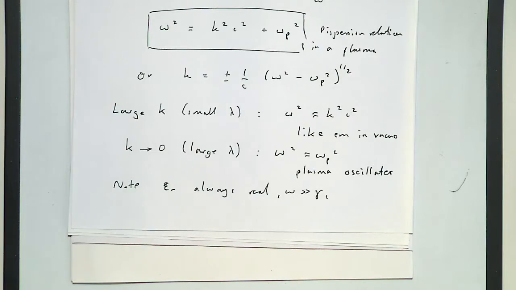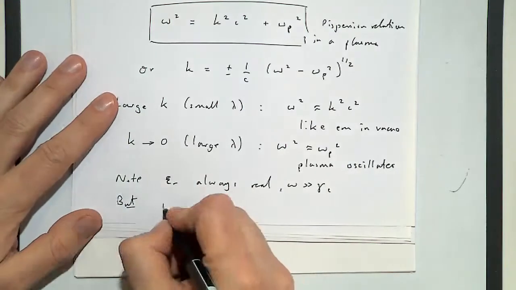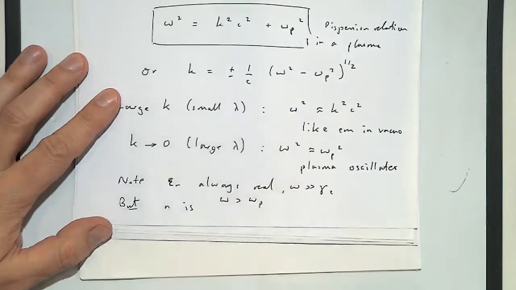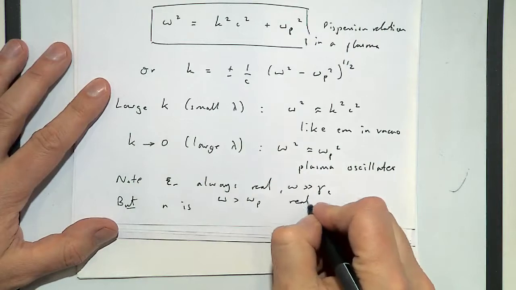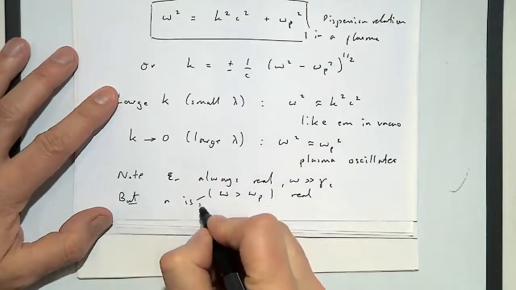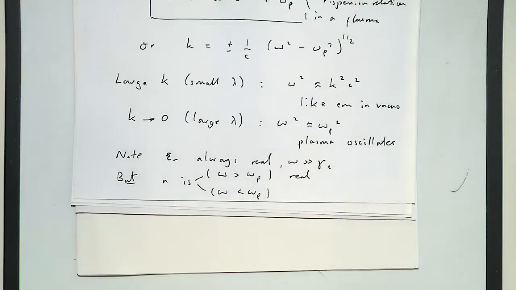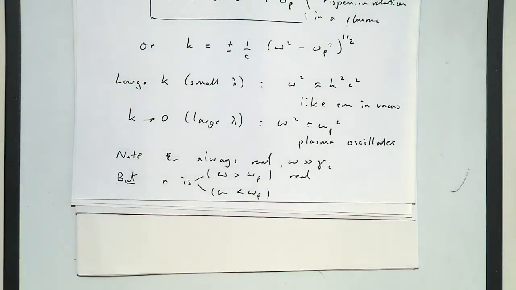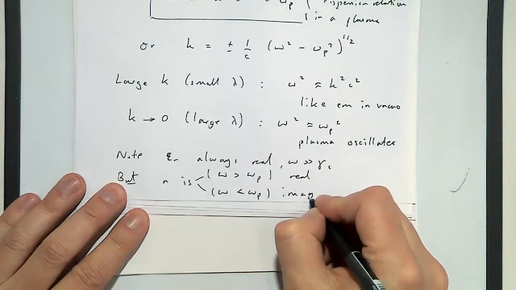Now, we notice that there is a slight conundrum here. Everything is fine, right, for omega bigger than the plasma frequency. N is real. But there's another situation where omega is less than the plasma frequency. What happens when I have an electromagnetic wave incident upon a plasma, or trying to be generated in a plasma, whose frequency is less than the plasma frequency? Well, in that situation, N, the refractive index, becomes imaginary.